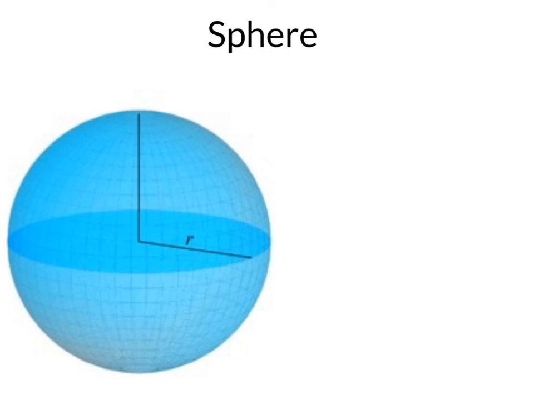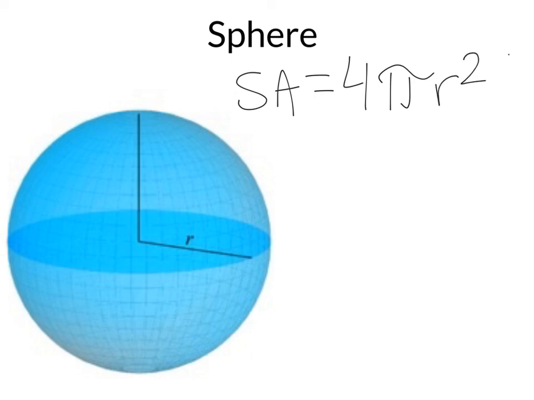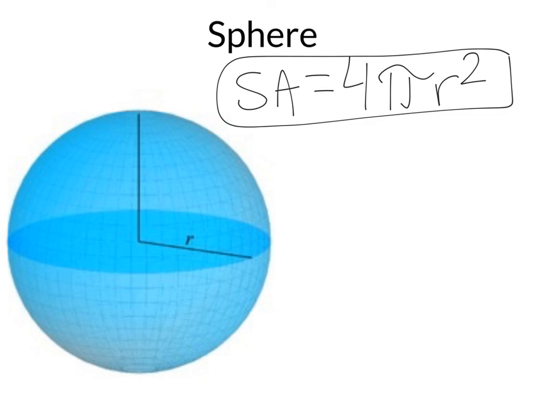Last one we got here, guys, is the sphere. The sphere is its own special formula. So the surface area of a sphere is equal to 4 pi r squared. That is a super cool formula. I don't think we need to plug numbers into that. If I give you the radius of a sphere, you should be able to figure out the surface area.